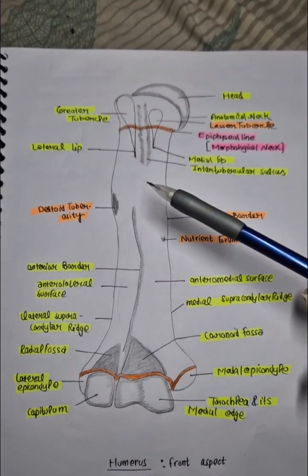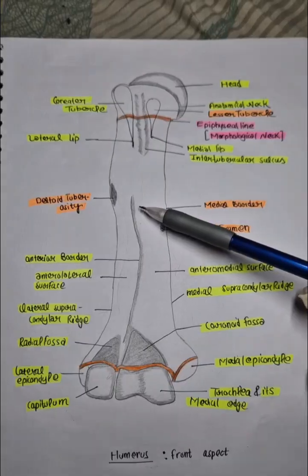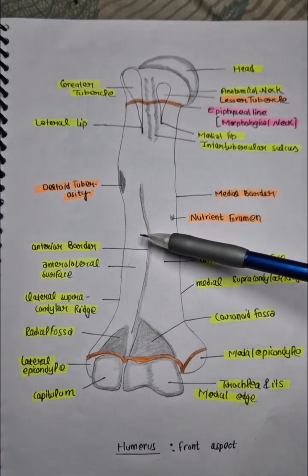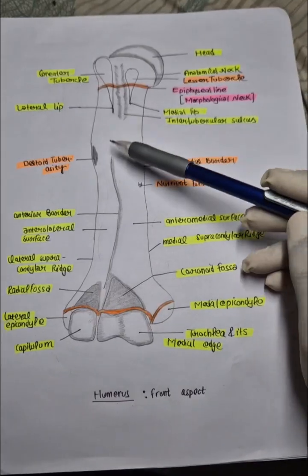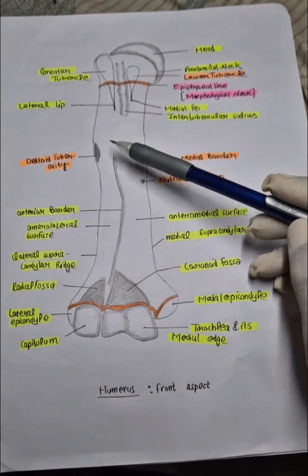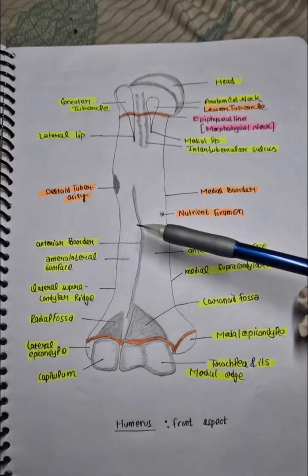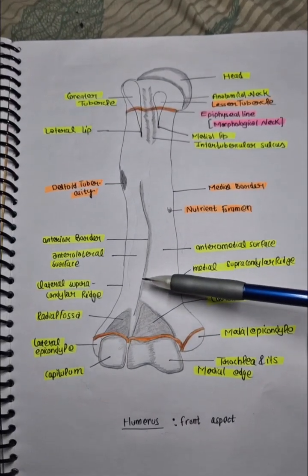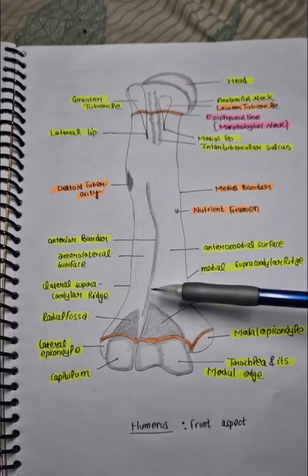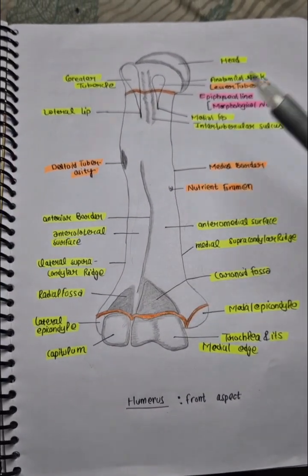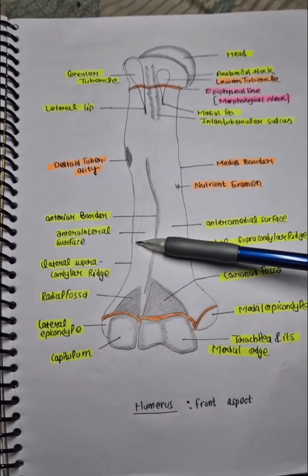And now we come to the anterior border. In its upper part it forms the lateral lip of the intertubercular sulcus. In its middle part it forms the anterior margin of the deltoid tuberosity, and its lower part is smooth.